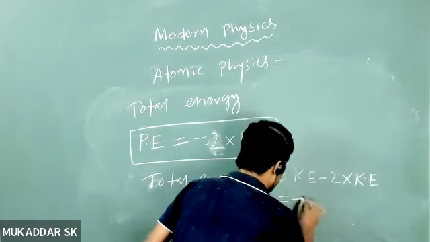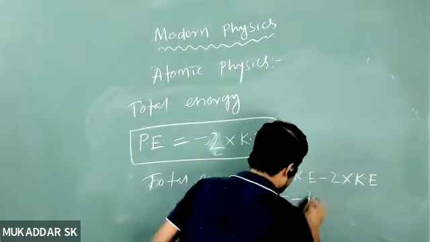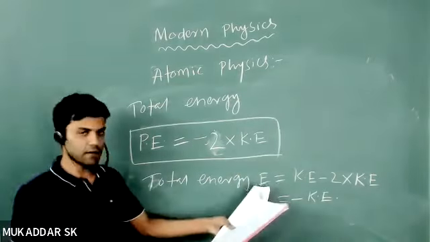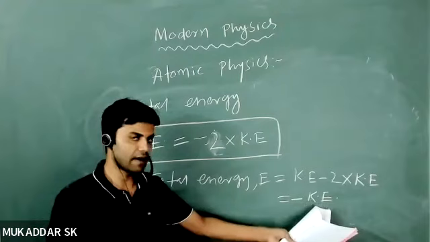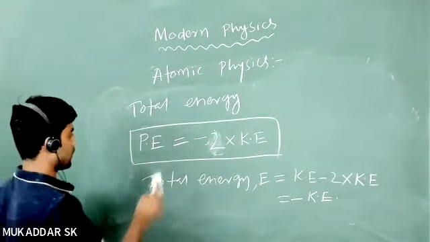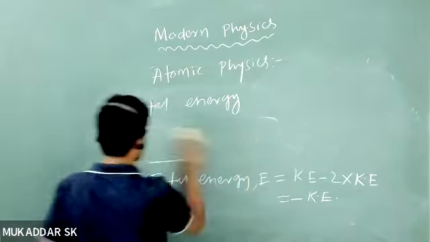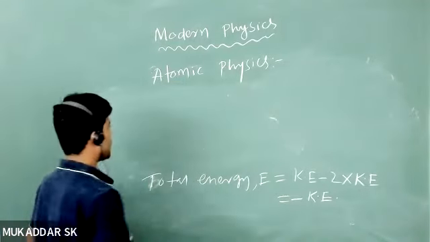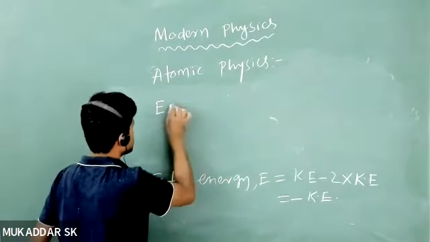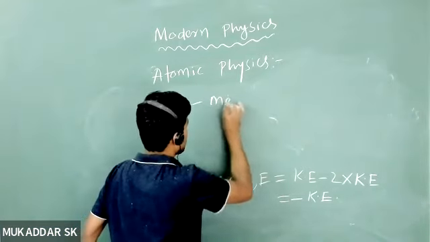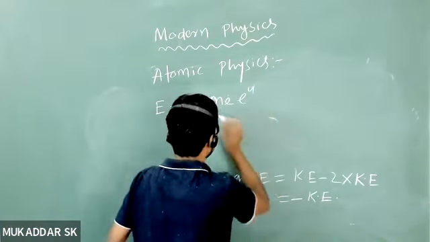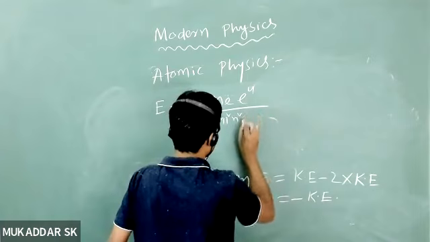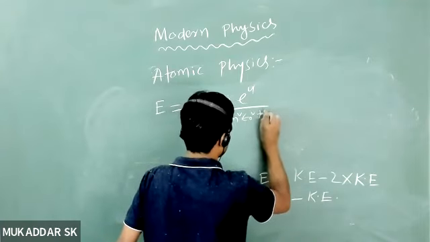So if you solve it, you will get total energy E is nothing but minus of kinetic energy. So total energy of this electron is minus of its kinetic energy. If you substitute that kinetic energy expression, you will get total energy E equals minus m e^4 divided by 32 π² n² ε₀² h².